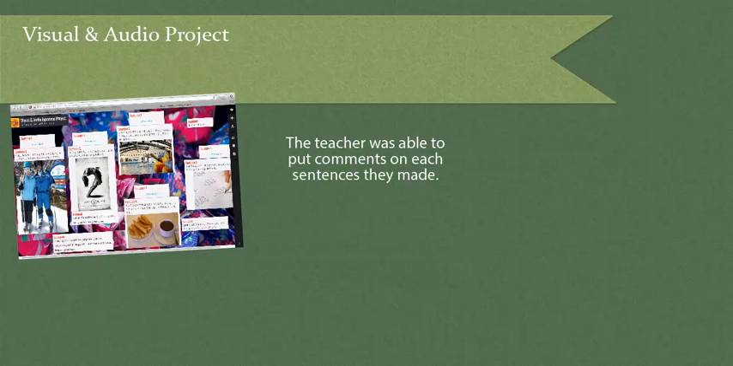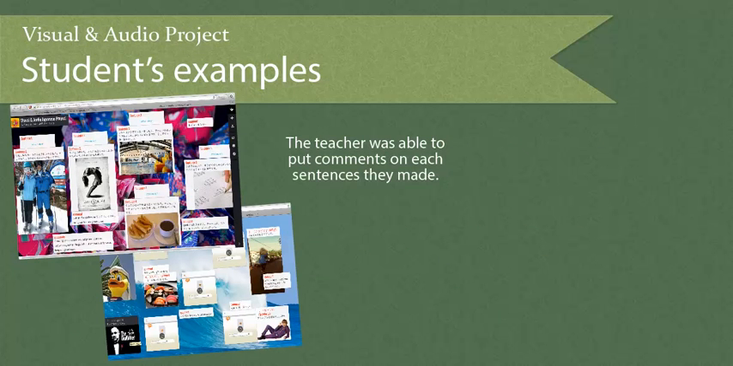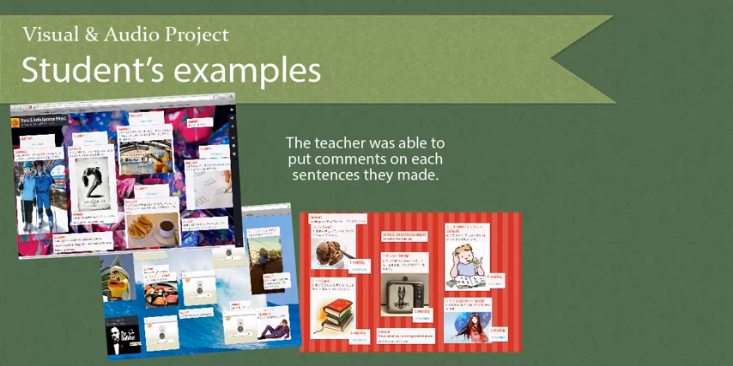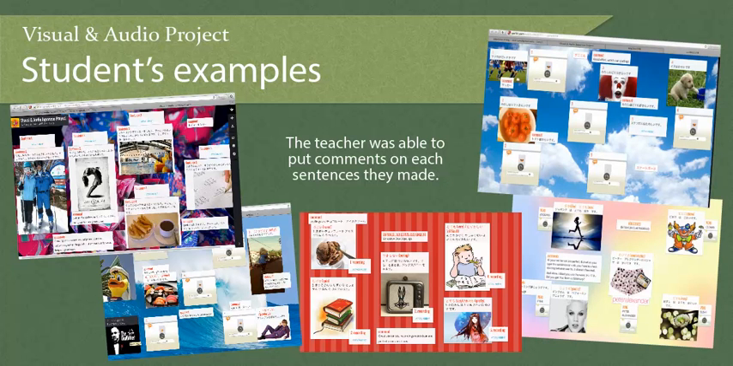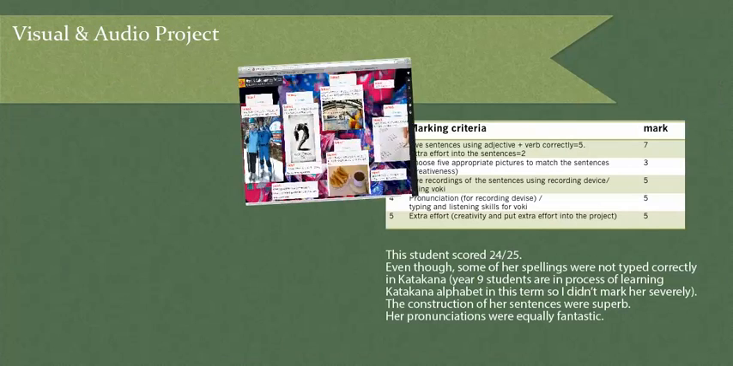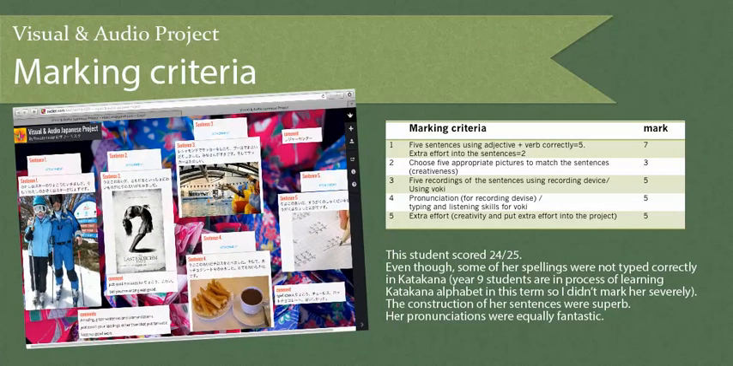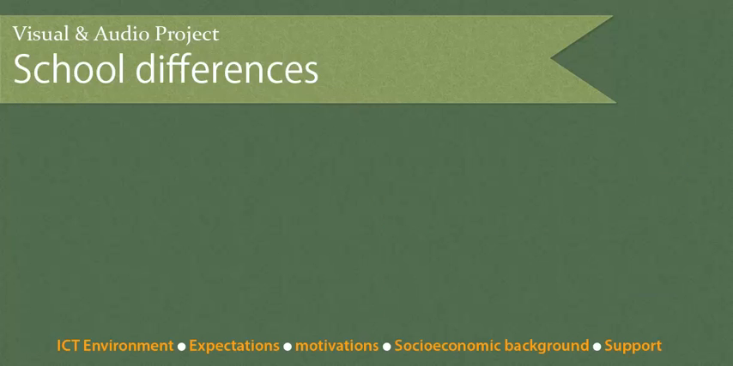This is a student's example from a Prague school. Look at this! Every student engaged in this activity very well. The teacher was able to put comments on each sentence they made. And also the students can share their achievement with peers and use this wall to review their learning. This student scored 24 out of 25. Though she made some spelling mistakes, still the construction of her sentences and her Japanese pronunciation were fantastic.